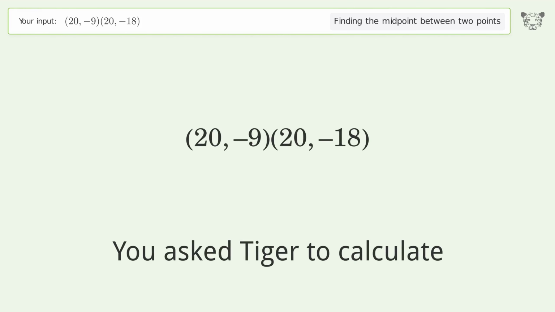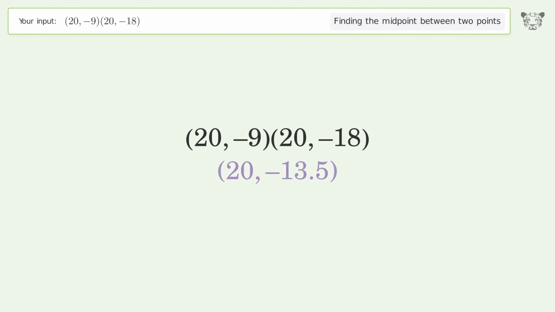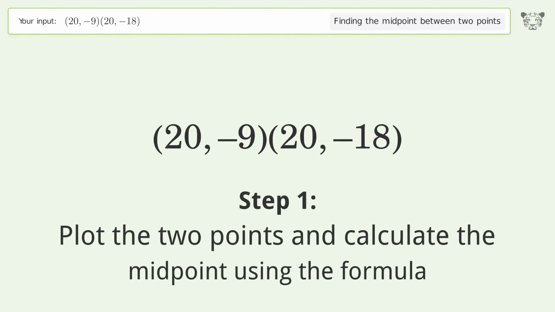You ask Tiger to calculate. This deals with finding the midpoint between 2 points. The midpoint between the 2 points is 20, negative 13.5. Let's solve it step by step. Plot the 2 points and calculate the midpoint using the formula.